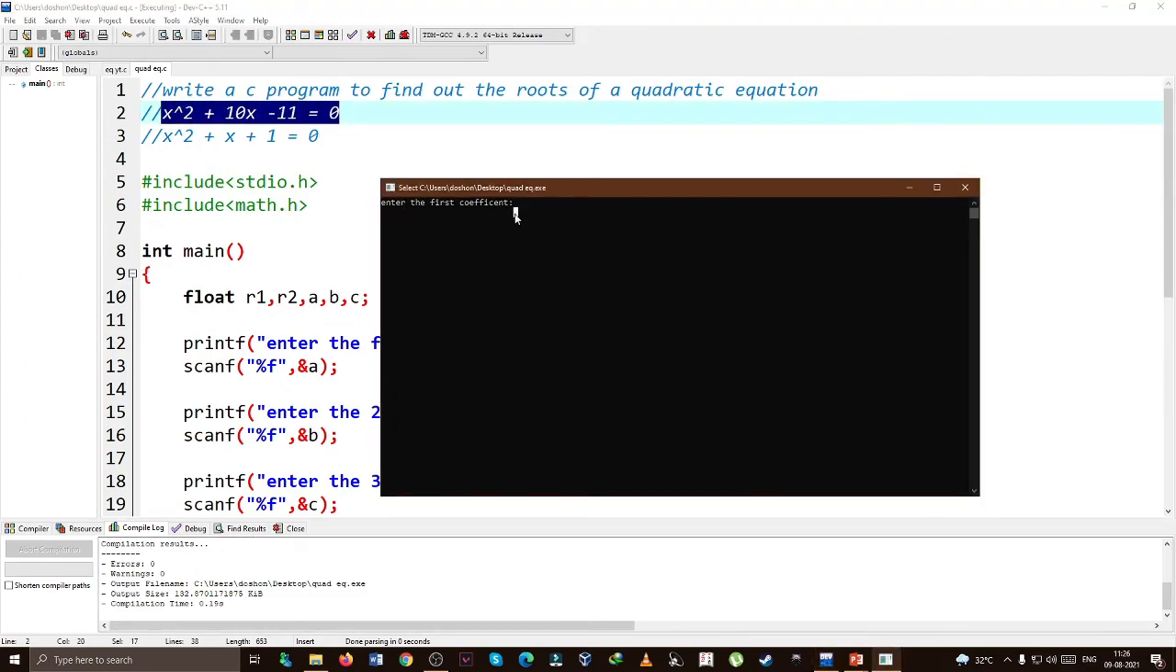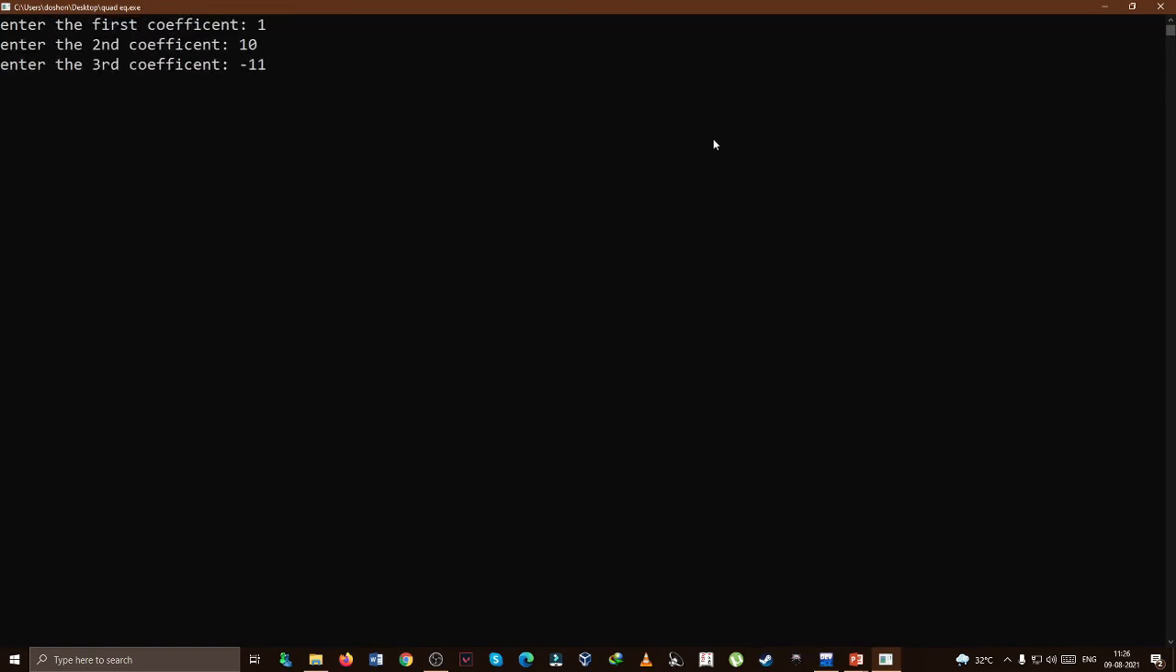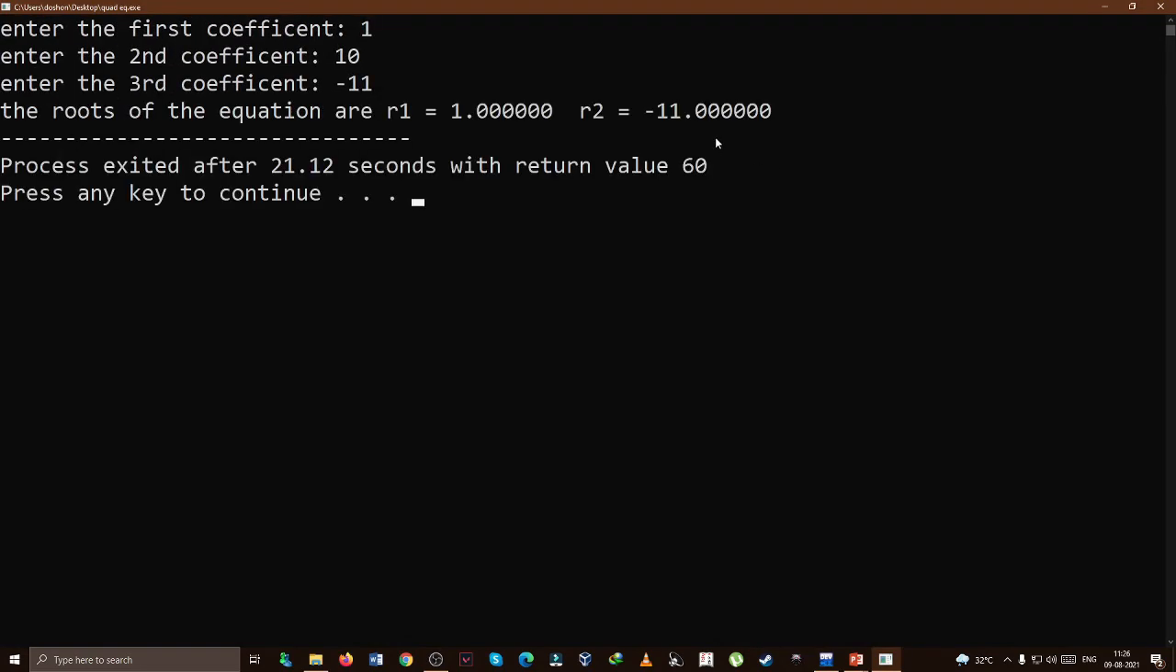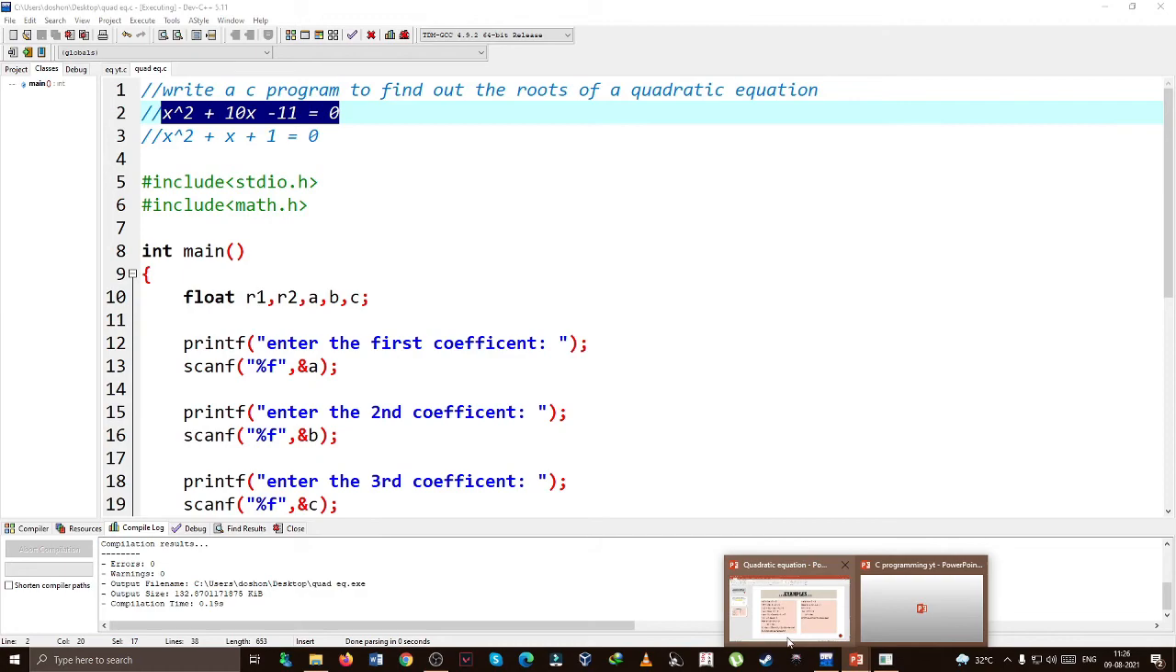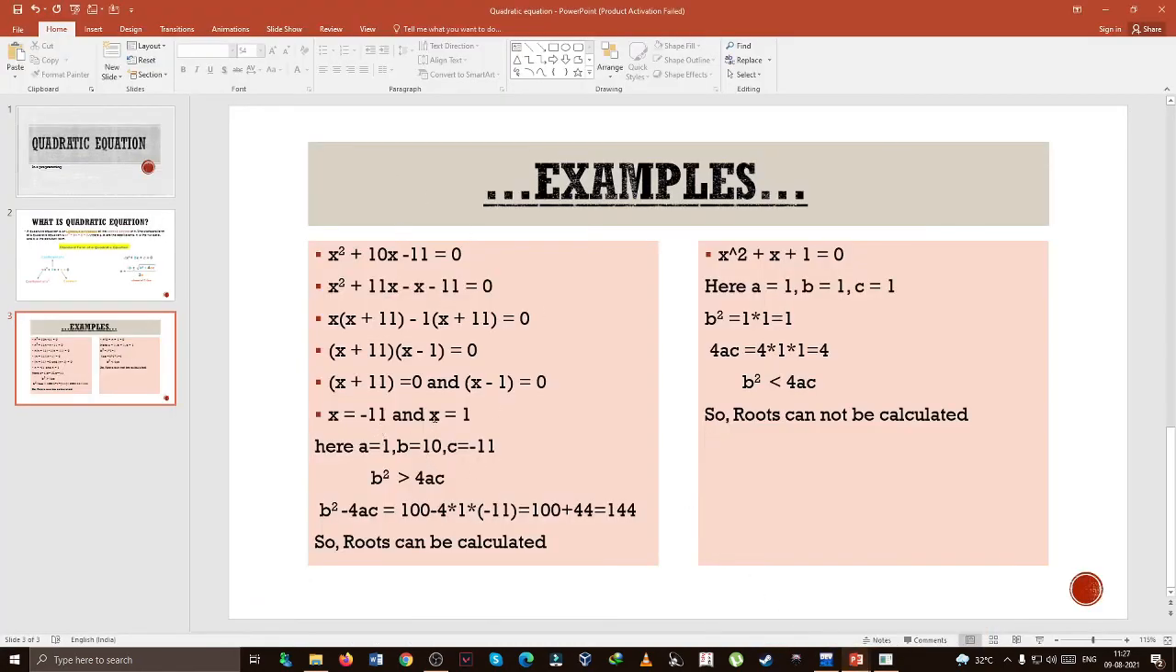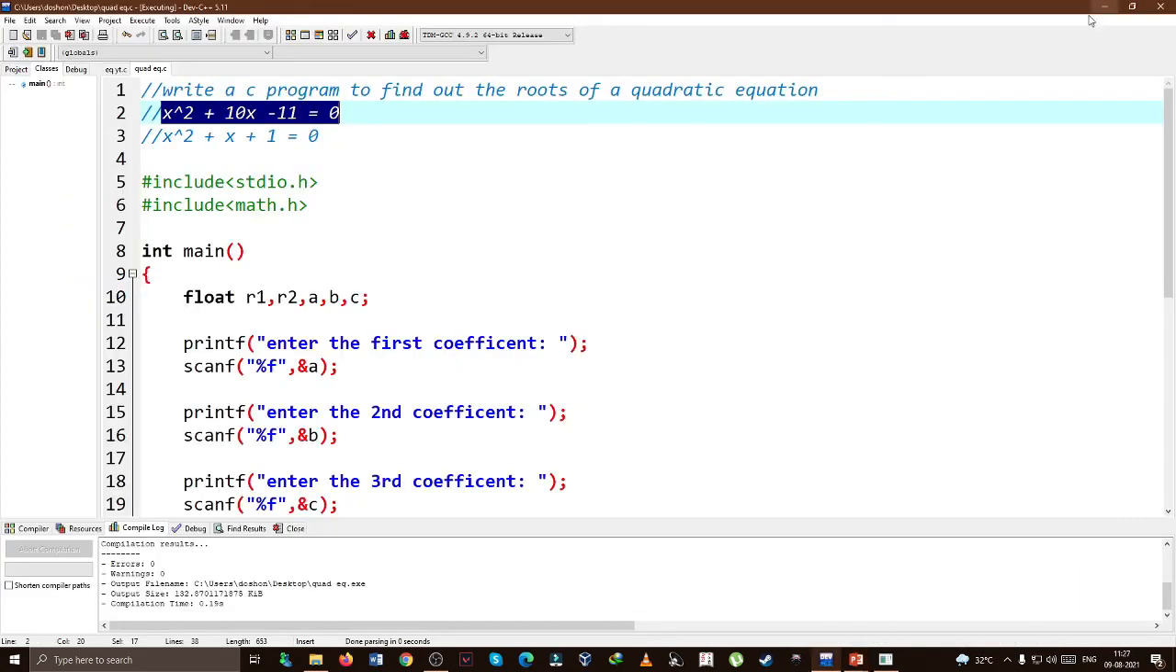We will run the program. We are taking the first equation first, where the first coefficient is 1, the second one is 10, and c is -11. So here are the roots. The roots of the equation are r1, that is 1.00000, and r2, that is -11.00. We have also calculated it before. See here, two roots: x is -11 and another one is 1.